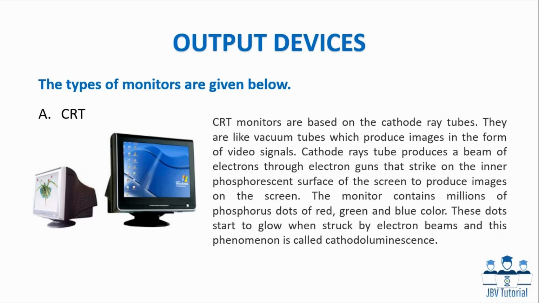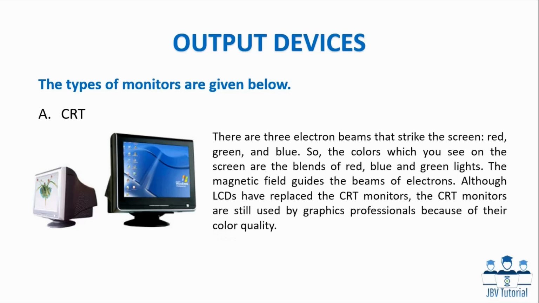These dots start to glow when struck by electron beams, and this phenomenon is called cathodoluminescence. There are 3 electron beams that strike the screen, red, green, and blue. So, the colors which you see on the screen are the blends of red, blue and green lights. The magnetic field guides the beams of electrons. Although LCDs have replaced the CRT monitors, the CRT monitors are still used by graphics professionals because of their color quality.